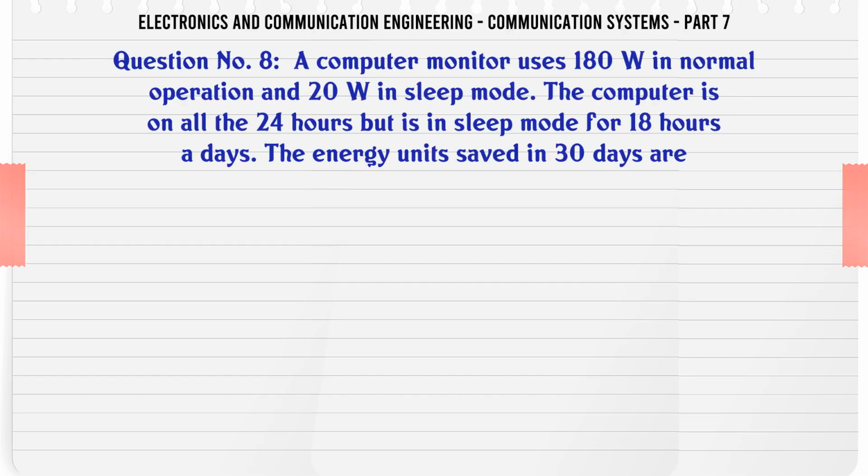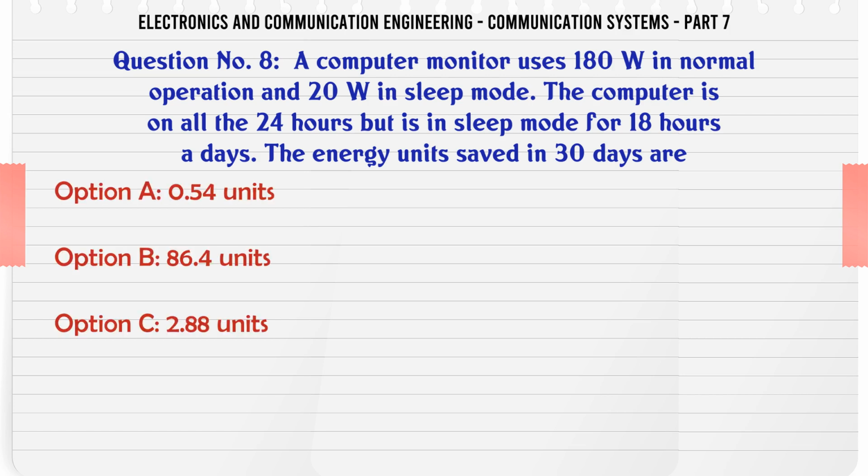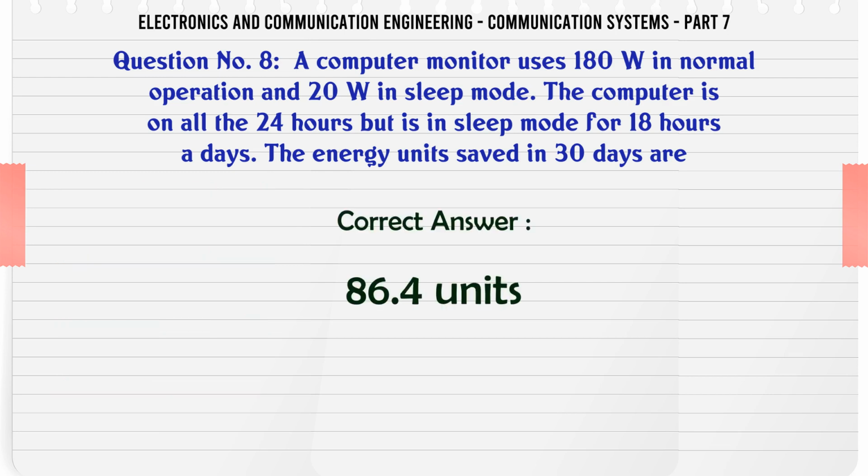A computer monitor uses 180 watts in normal operation and 20 watts in sleep mode. The computer is on all the 24 hours but is in sleep mode for 18 hours a day. The energy units saved in 30 days are A, 0.54 units, B, 86.4 units, C, 2.88 units, D, 4.8 units. The correct answer is 86.4 units.